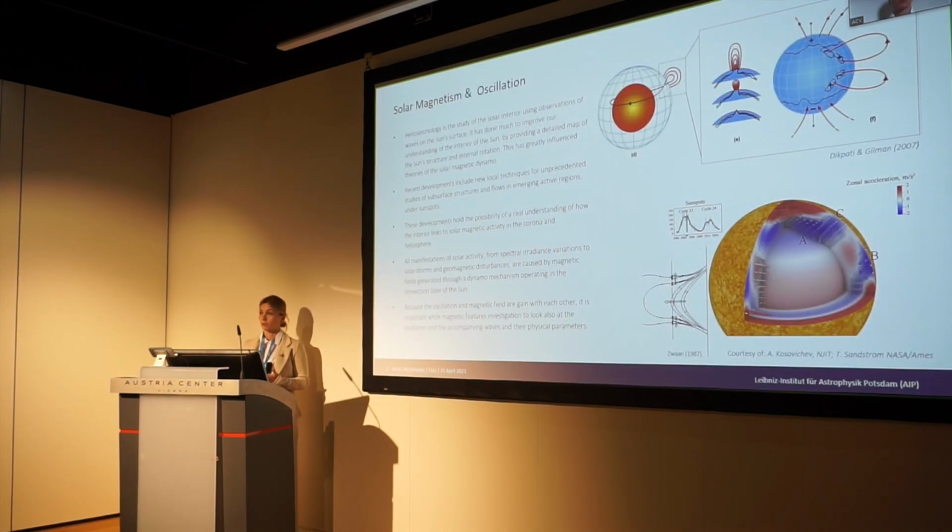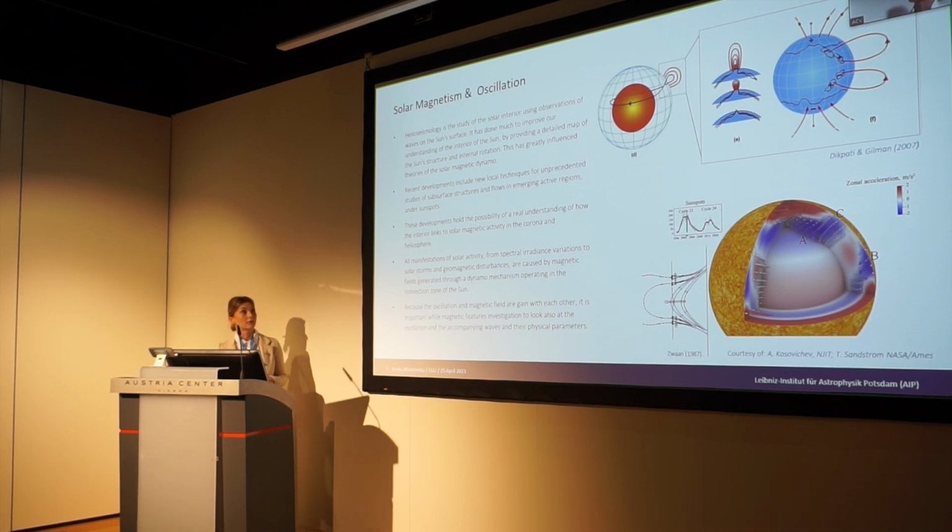Okay, so helioseismology links directly the oscillations and magnetic field studies. Helioseismology studies the solar interior using observations of waves on the sun's surface, and it has done much to improve our understanding of the interior of the sun by providing a detailed map of the sun's structure and internal rotation. So this has greatly influenced the theories of the solar magnetic dynamo, because as you can see on this little figure, the magnetic field actually has its roots inside the sun. So what we are observing, let's say in the EUV band of AIA, is only what we are observing outside its atmosphere.